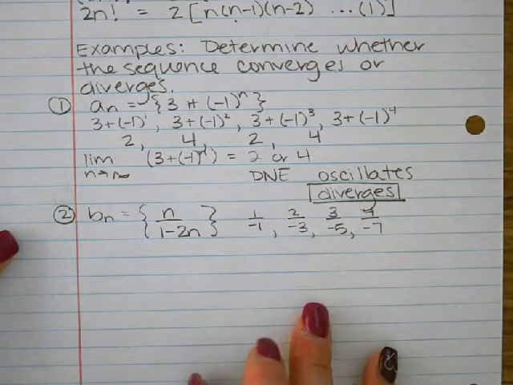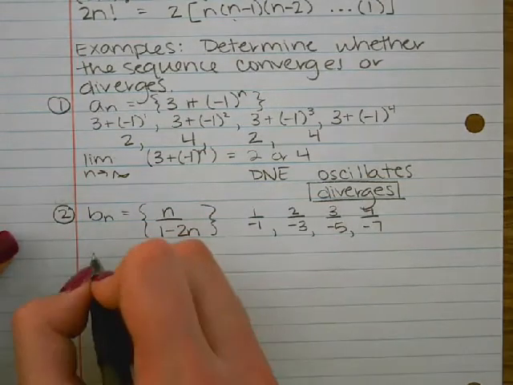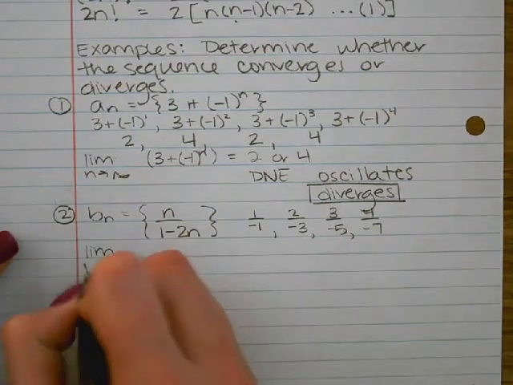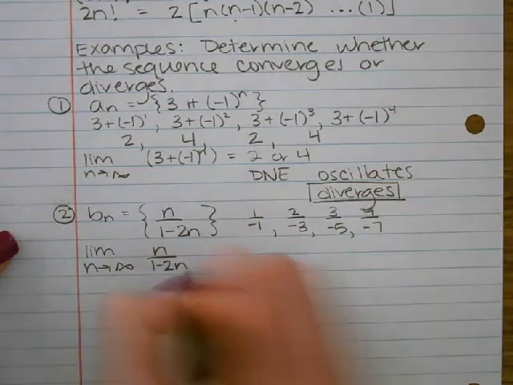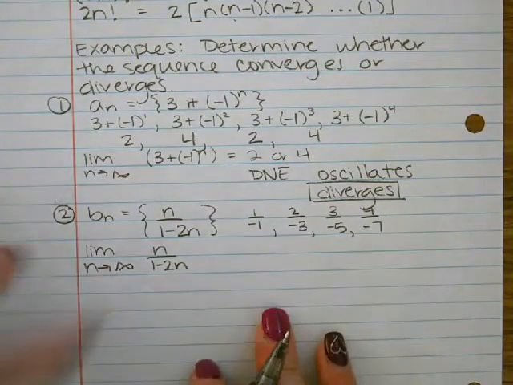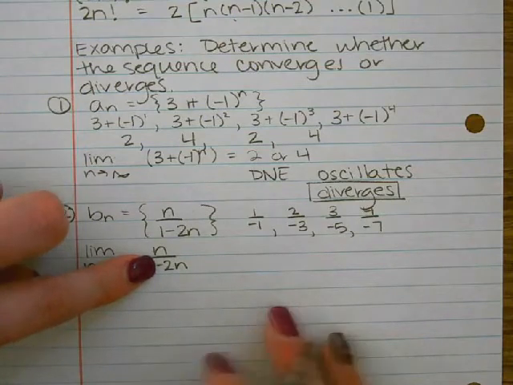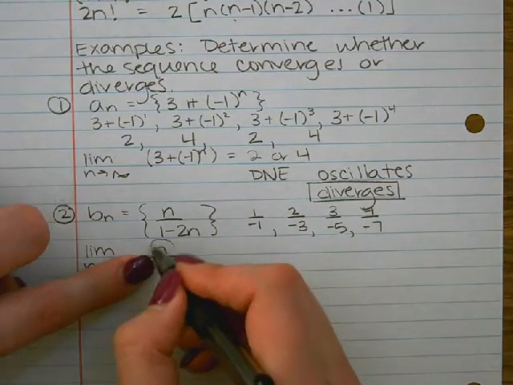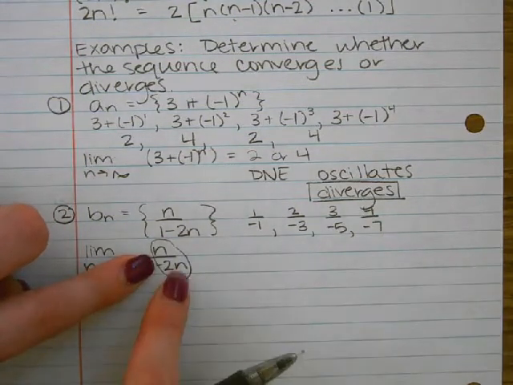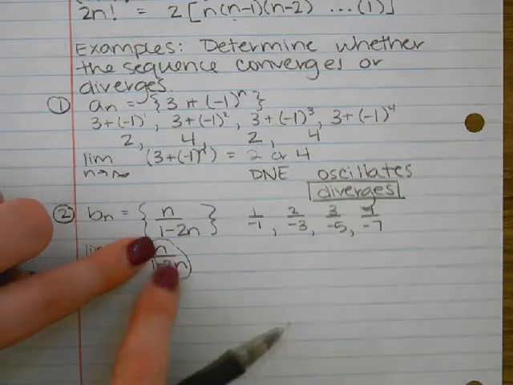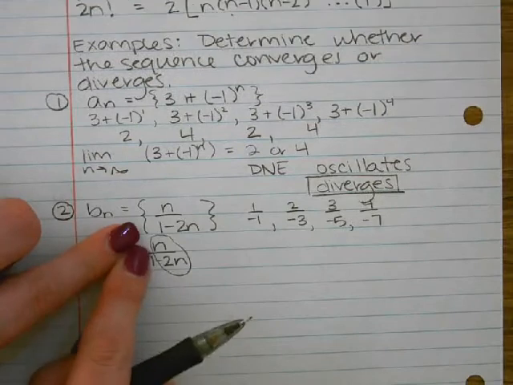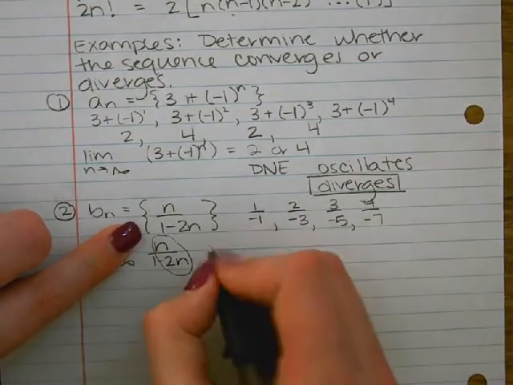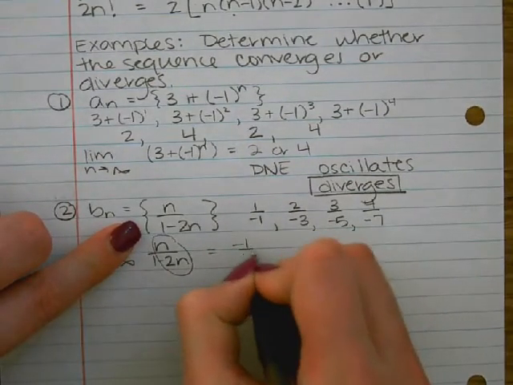So here, if I look at the limit as n goes to infinity of this function right here, we can ignore the 1. The 1 is not going to make much difference when you're plugging infinity in. And if you guys remember doing this, if I plug infinity in on the top and the bottom, these two n's are going to be essentially the same number. So I can cancel those out, and that leaves me a 1 divided by negative 2. So this is going to be negative 1/2.